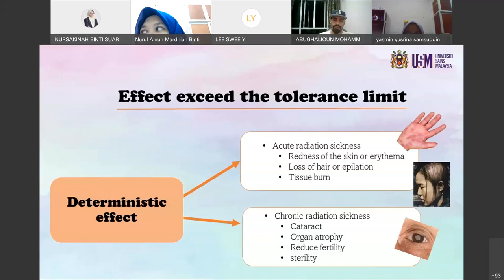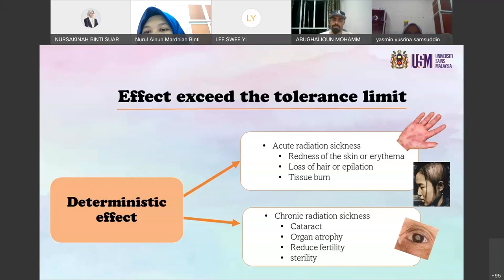Next slide. Okay, there are two effects that occur when exceeding the exposure tolerance limit or dose limit. First, this is the deterministic effect. Deterministic effects are short term, adverse tissue reactions resulting from a dose that is significantly high enough to damage the tissue. The severity of deterministic effect increases with the radiation dose above the threshold. The deterministic effect is divided into two, which are acute radiation sickness and chronic radiation sickness.